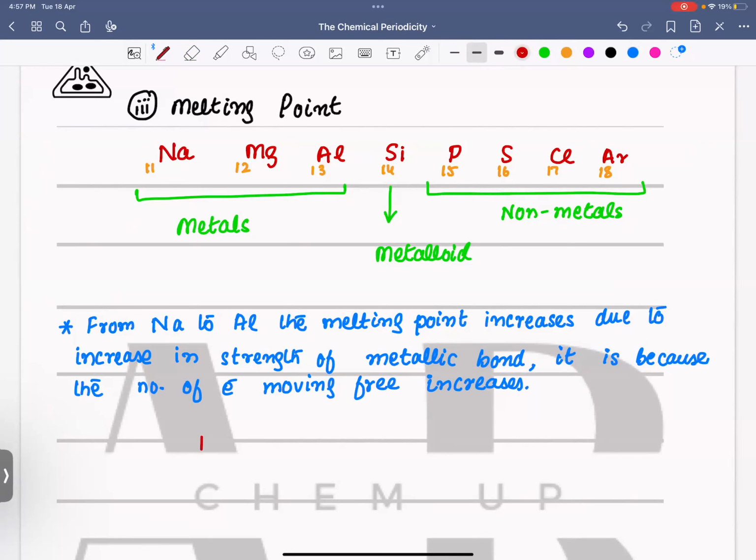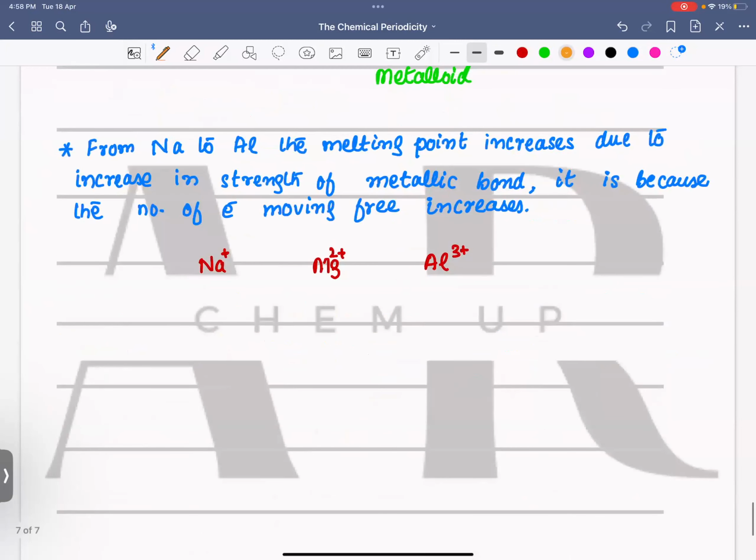So if you see over here that sodium has +1, magnesium is 2+, and aluminium is 3+. So here sodium is losing 1 electron per atom, magnesium is losing 2 electrons per atom, and the aluminium is losing 3 electrons per atom. This actually indicates that the number of free moving electrons increases. Is this clear?